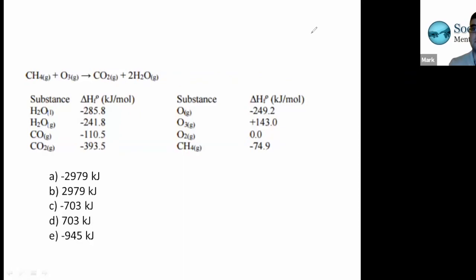And I'm actually happy because the correct answer was E. It's -945. Again, we added these numbers up and then subtracted these numbers from them. The only trick is to multiply water by 2.